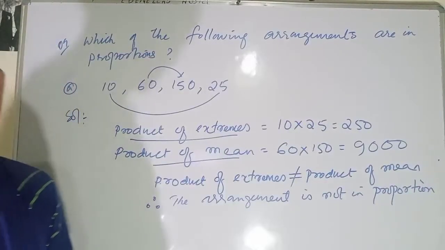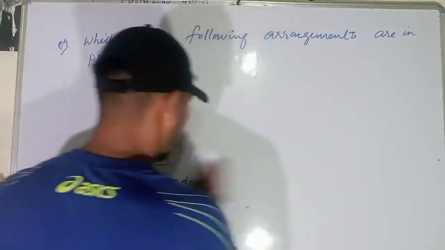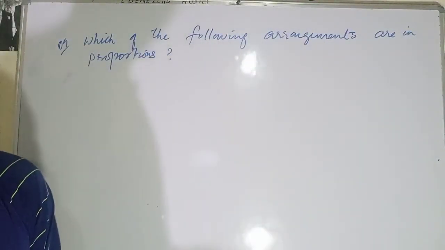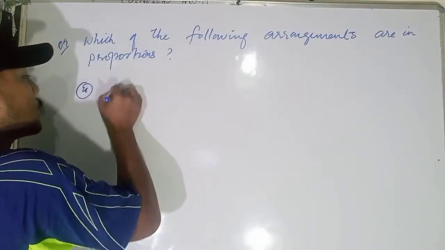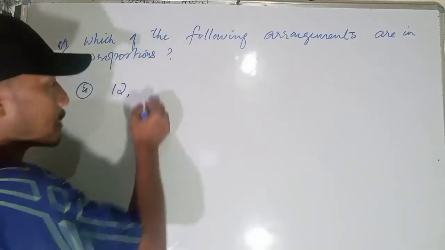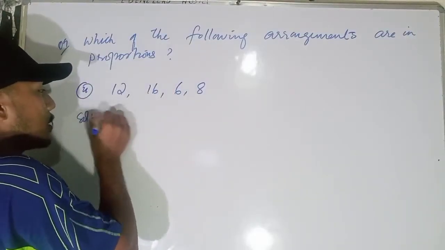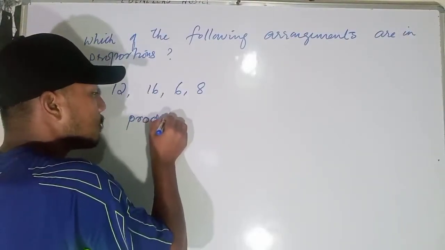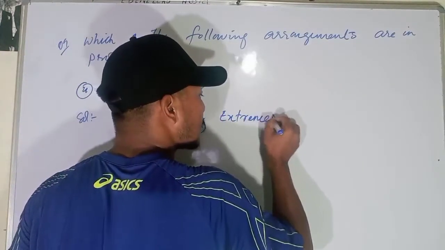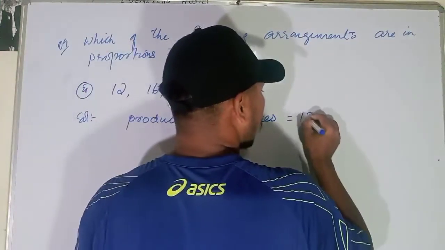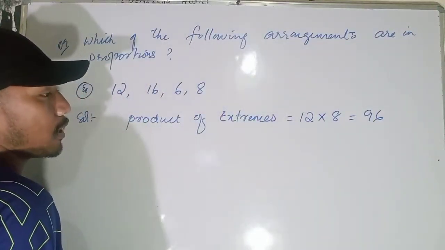Next, let's go to another question, question number 9, Roman number 2. What is said? Number 2: 12, 16, 6 and 8. Again we will do the same thing. The product of the extremes is 12 into 8, so 96 it is.